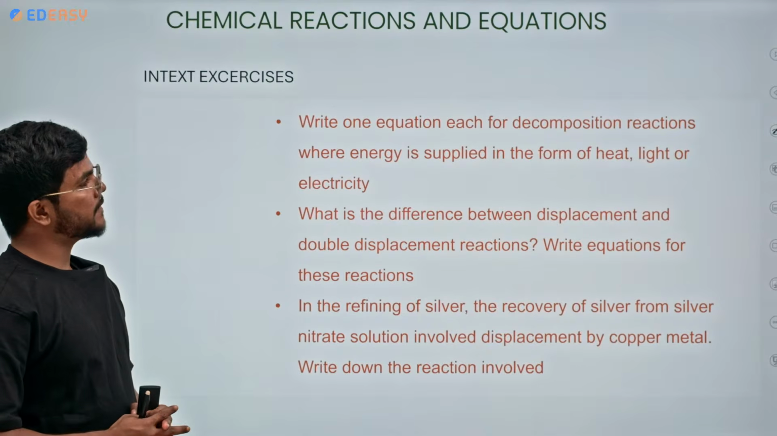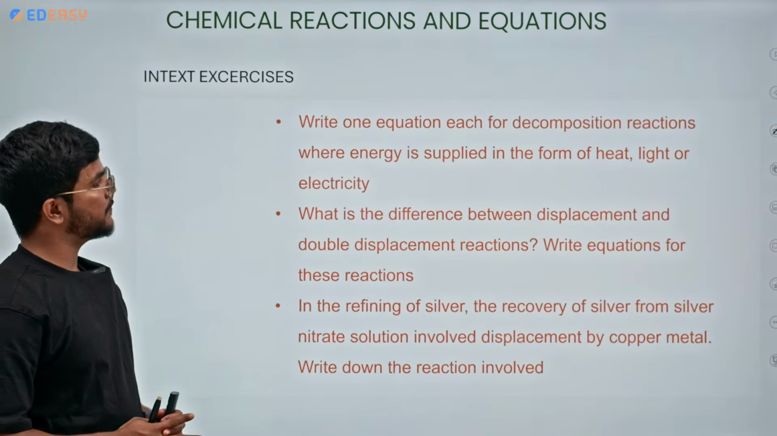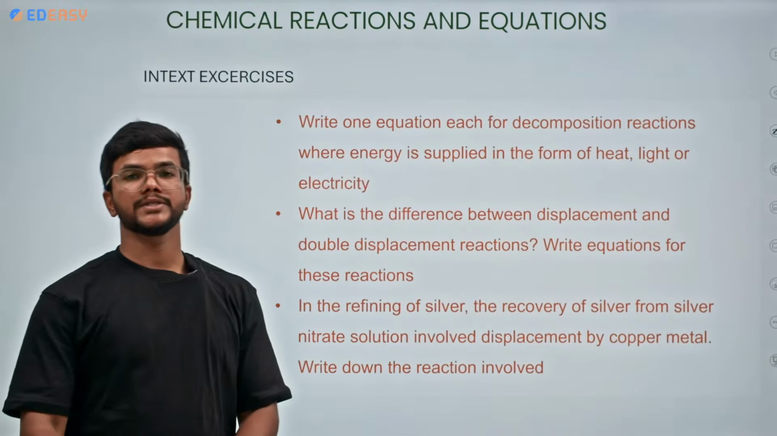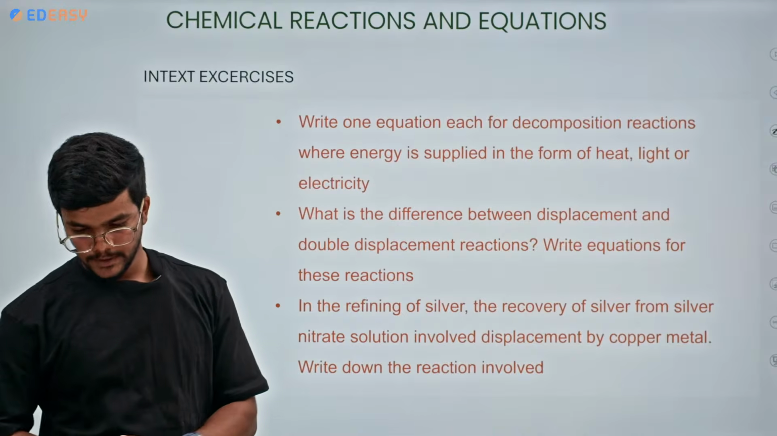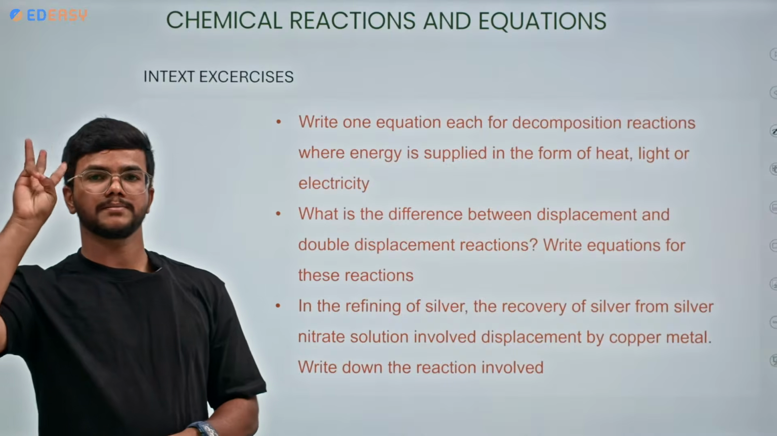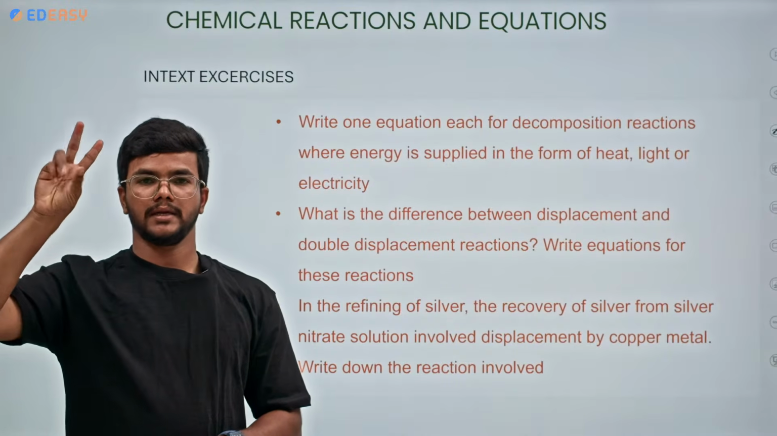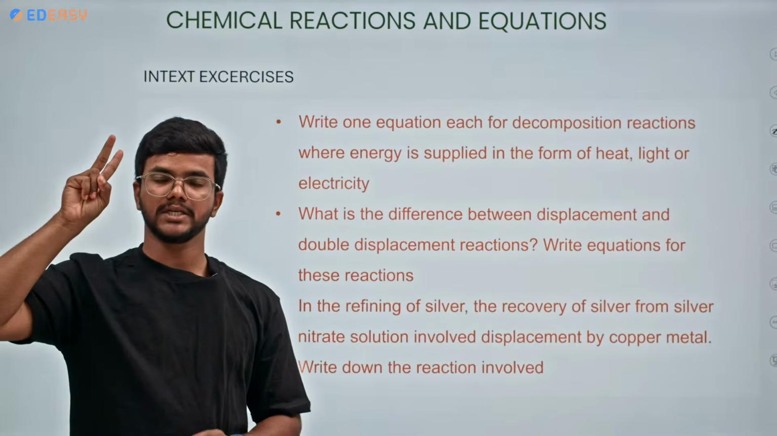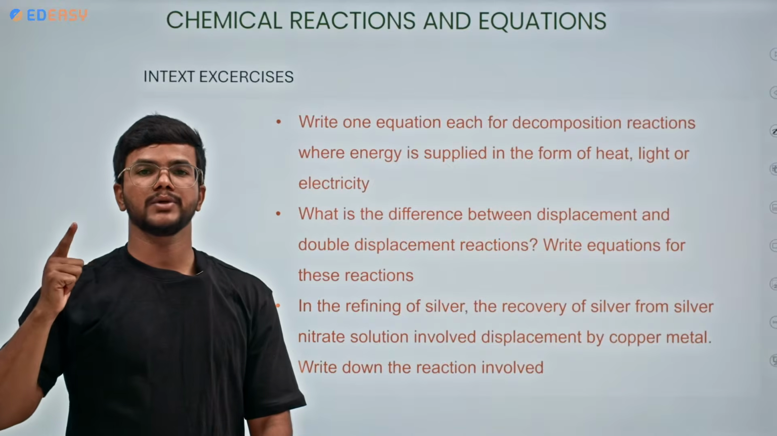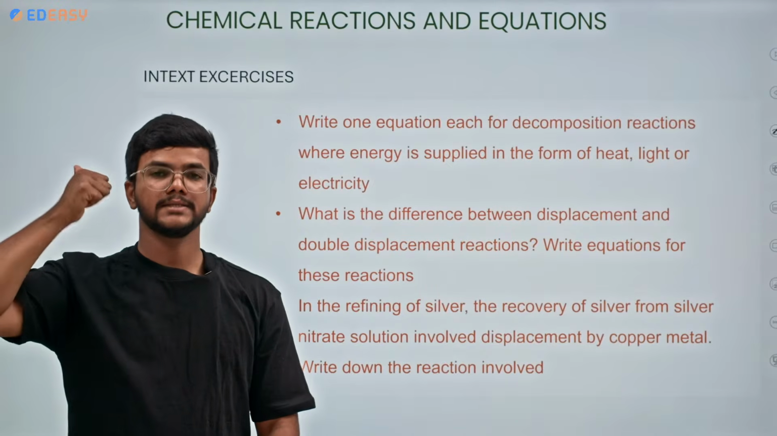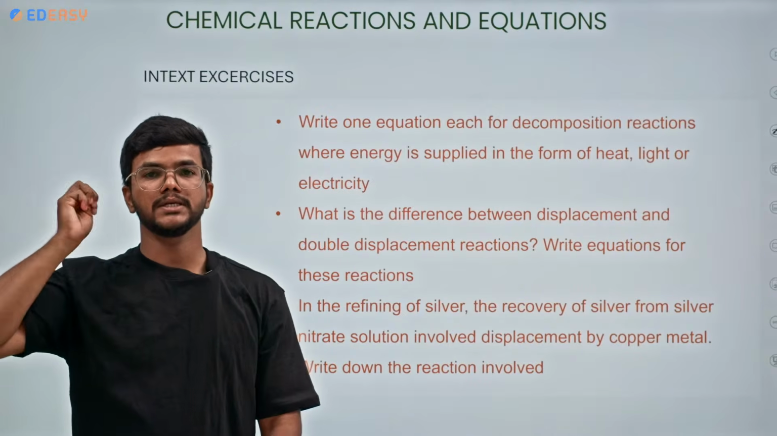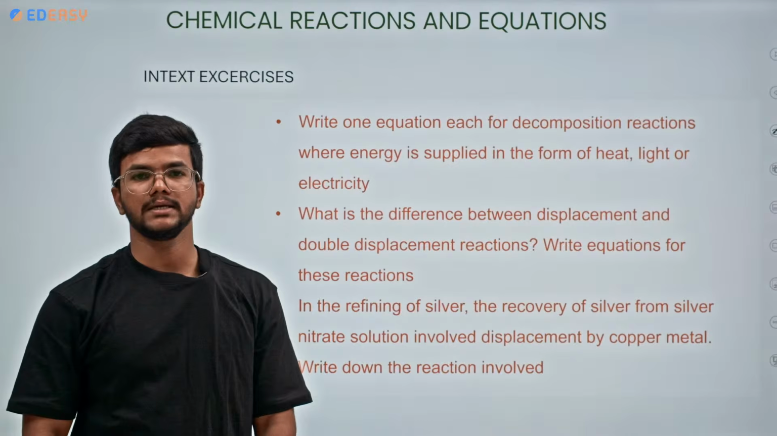Write one equation each for the decomposition reaction where energy is supplied in the form of heat, light and electricity. Decomposition reaction is of how many types? Let me know in the comments. Yes, there are three types of decomposition. Heat decomposition is called thermal decomposition. Light decomposition is called photolytic decomposition reaction. Electricity means electrical decomposition. We have discussed three activities for this decomposition. You can write examples for each decomposition reaction.